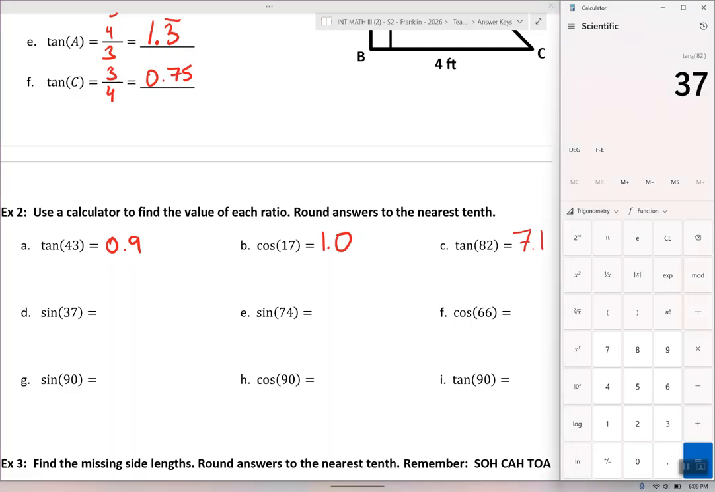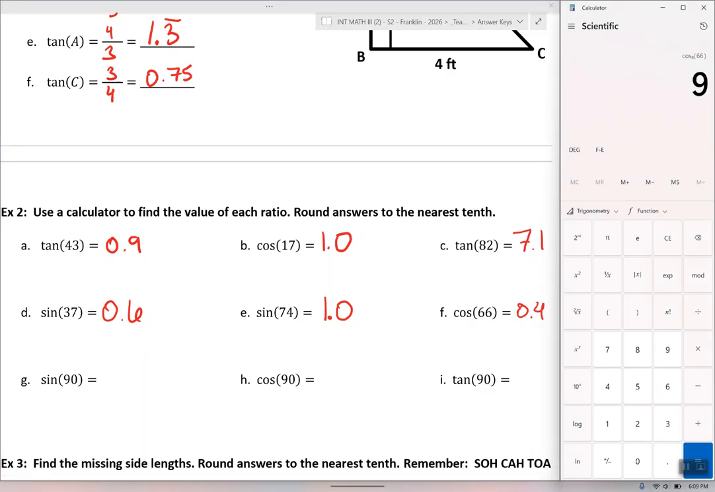Sine of 37, here we're using a sine for the first time. Again, just pick the sine function. 0.60, so 0.6. Sine of 74, 0.96, so again, that goes to 1.0. Cosine of 66, 0.40, so 0.4.